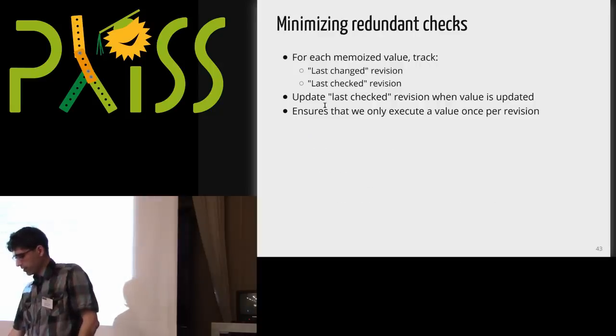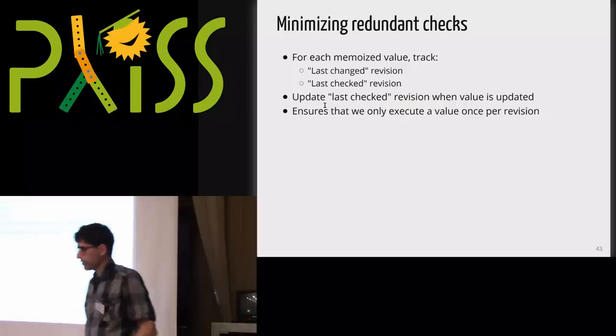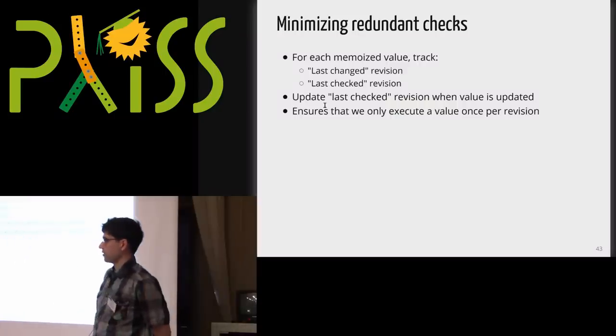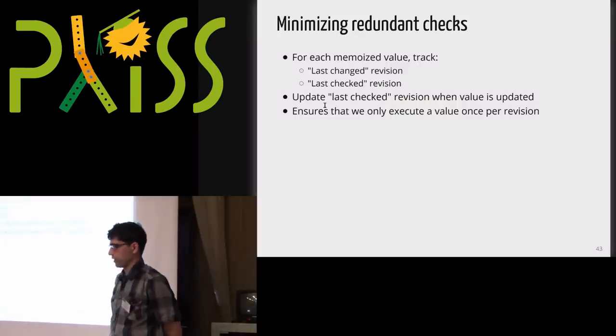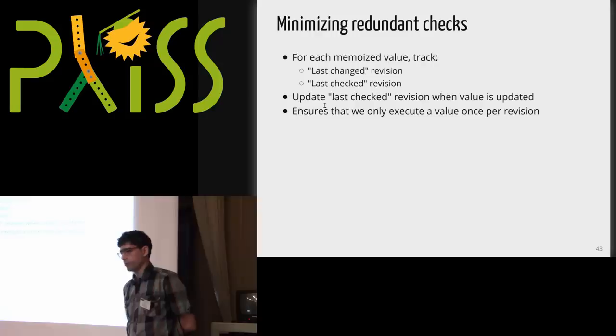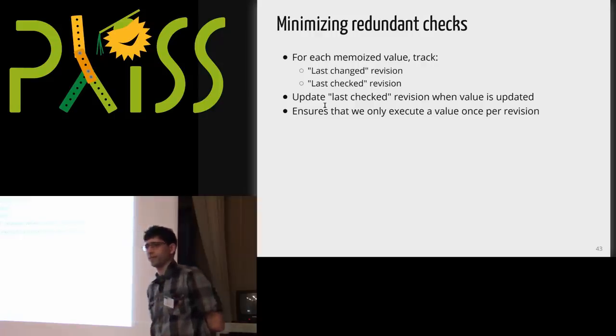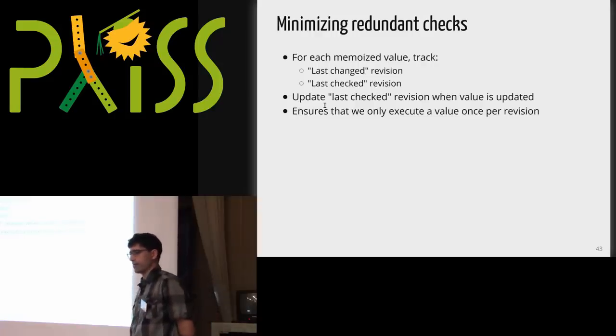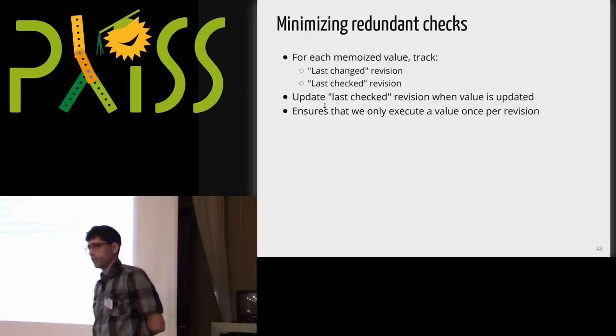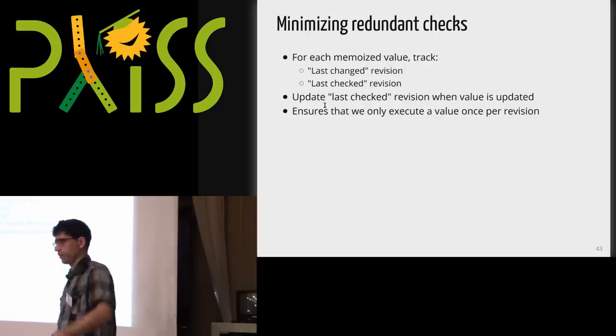And the second part is that, I didn't say this explicitly, but we don't just track when it last changed, we also track when we last checked and updated this value. That basically ensures that we never recompute something more than once in a given revision. So you know that at any point it's kind of linear over the set of things.